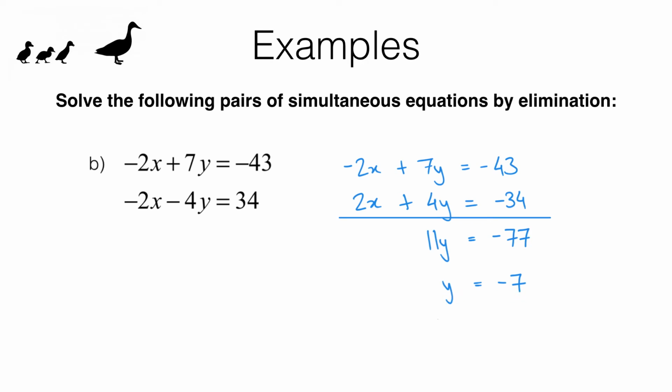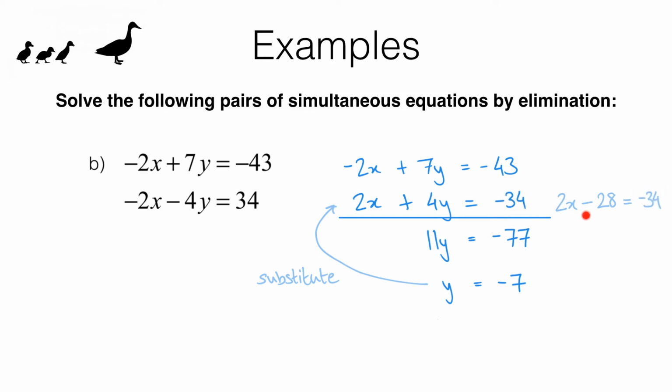What we need to do is substitute y equals negative 7 into one of the earlier equations that we had. It doesn't matter which one, but I'm going to choose this one because it seems to have the fewest negative issues to deal with. So if I substitute y equals negative 7 into here, what I end up getting is 2x plus 4 lots of negative 7, so that's plus negative 28, which is just the same as subtracting 28. So I've got 2x minus 28 on the left, and that equals negative 34 on the right.